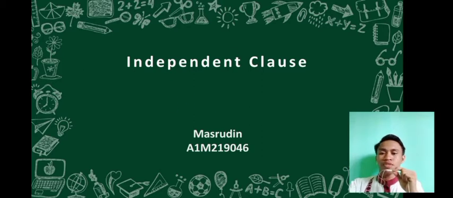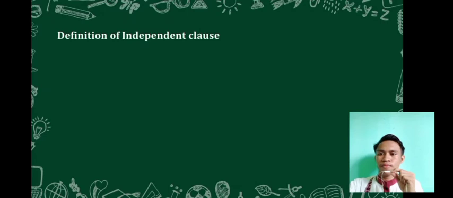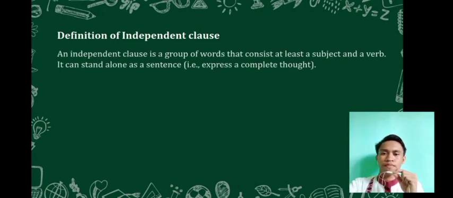Okay, let's start with the definition. As we can see on the screen, an independent clause is a group of words that consist at least a subject and a verb, and it can stand alone as a sentence, that is, express a complete thought. So, an independent clause is usually referred to as a complete sentence because it consists of a subject and a verb which has a complete thought and can be easily understood. Thus, it doesn't require any other clauses to complete its meaning.